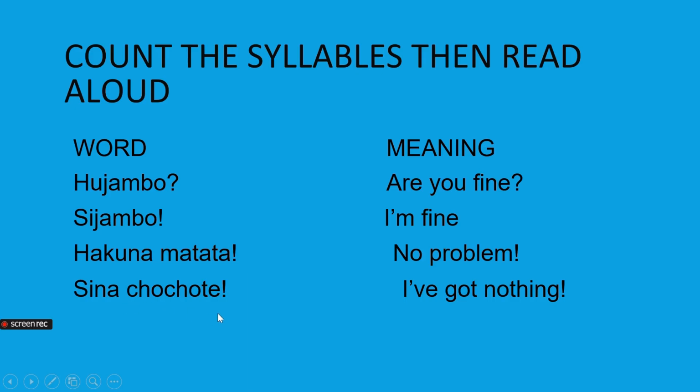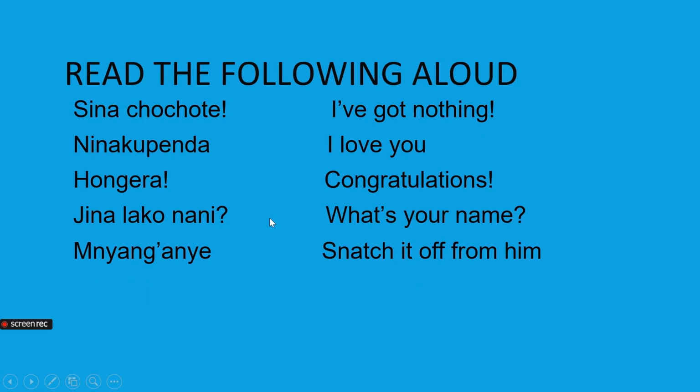Sina chochote. Sina has 2 syllables. Chochote has 3 syllables. So hujambo means how are you? Sijambo, I'm fine. Hakuna matata, no problem. Sina chochote, I've got nothing.